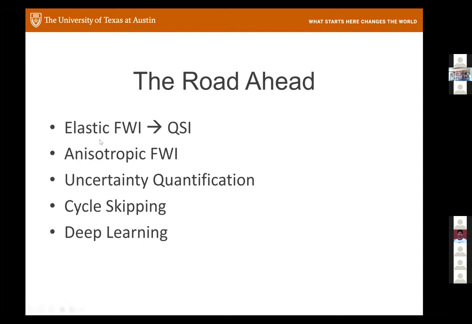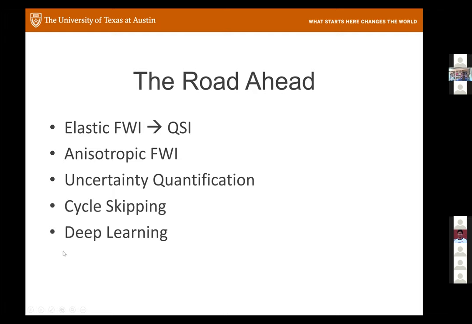We still have to do more elastic FWI for quantitative seismic interpretation. I think this has just begun, and we will see a lot more of that. And anisotropic FWI, there's a great focus on that. Uncertainty quantification, our group has been working on that quite a bit. The cycle skipping problem still exists, and different groups are making progress addressing it using different tools. And in our group, we have a new technique, which is currently being submitted for a patent application.